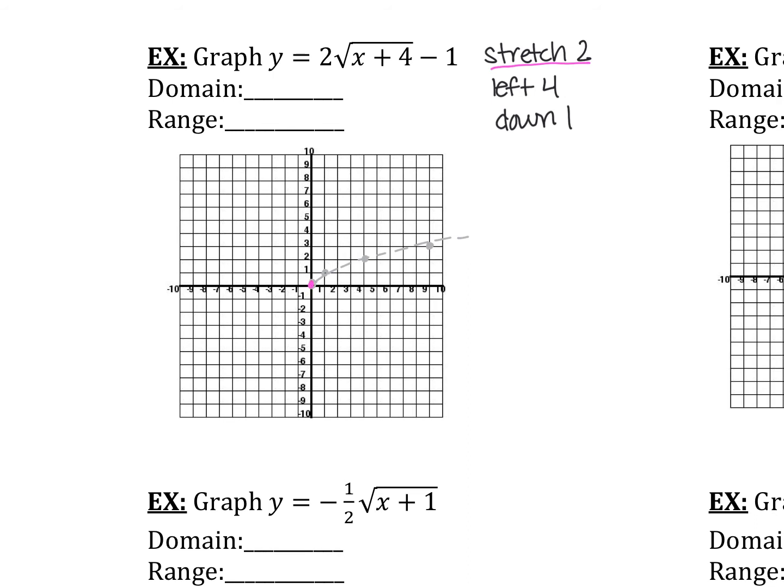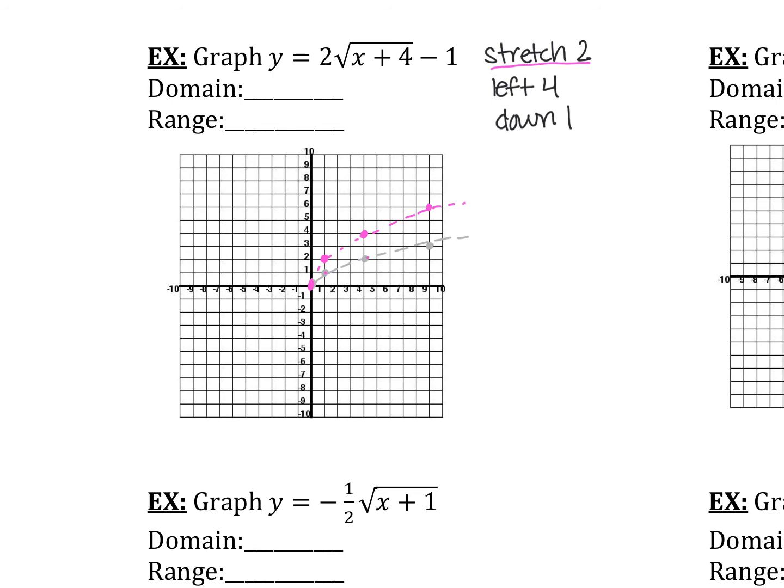This first y value is 0. 0 times 2 is still 0. Then 1 multiplied by 2 is 2. 2 multiplied by 2 is 4. And 3 multiplied by 2 is 6. If all I had was the stretch, my graph would be the pink one. If all I had was that stretch, that's legit. But I need to go now left 4, down 1.